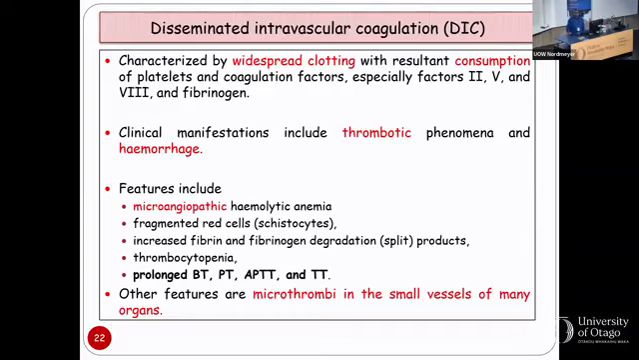Consumptive coagulopathy. All the clotting factors are used up really quickly. All the platelets are recruited into that process, and they're also used up really quickly. So we then have all the coagulation factors and platelets consumed. So that's the consumptive part.